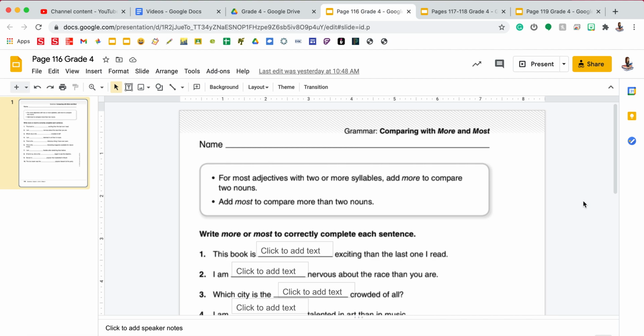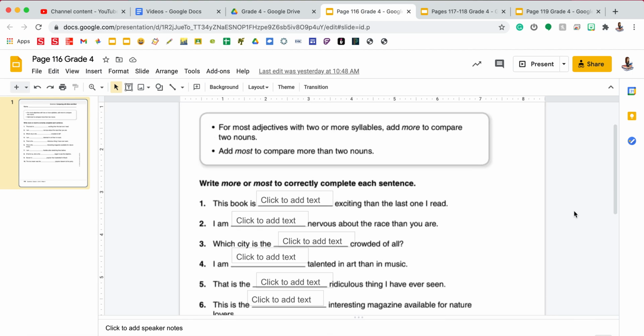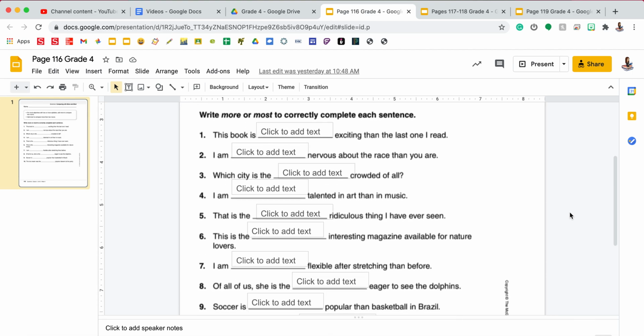If you have adjectives with two or more syllables, we add more to compare two nouns, and then we add most to compare more than two nouns. For this page, you're going to write more or most to correctly complete each sentence. Again, if you're comparing two things, you use more. If you're comparing three or more things, you use most.